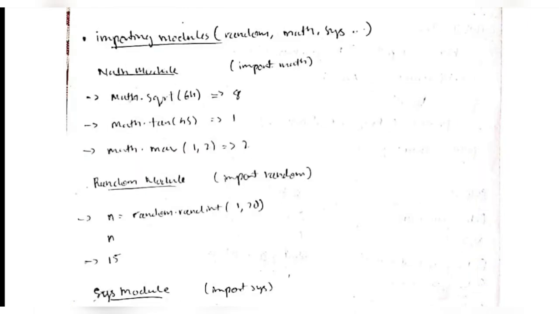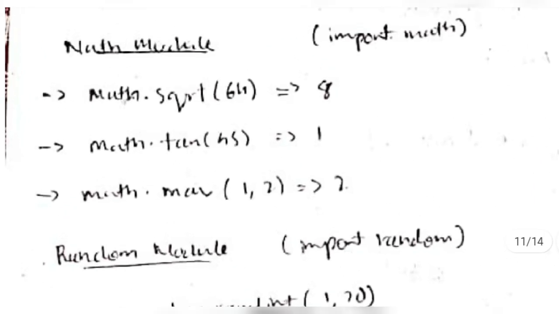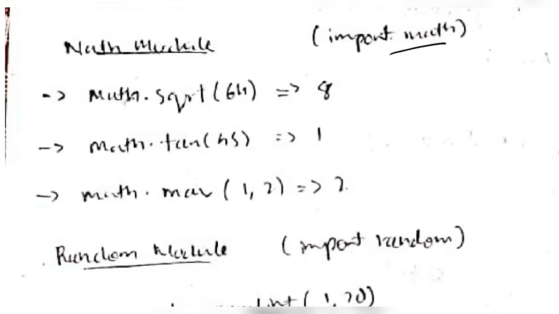After getting to know about the functions, we have the libraries. Libraries means it's a combination of functions. For example, if we have to do math operations, we'll import the math module. If I import the math module, I have many operations there. For example, if I have to calculate the square root of 64, I'll write math.sqrt, and here I'll pass the value. So I'll get the answer as 8.